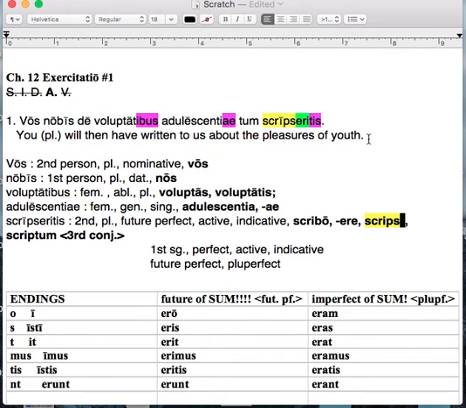And those pleasures would be not having to pay taxes. Yep, it's a pretty good life you guys have. Taxes stink. Anyways, so there we go.